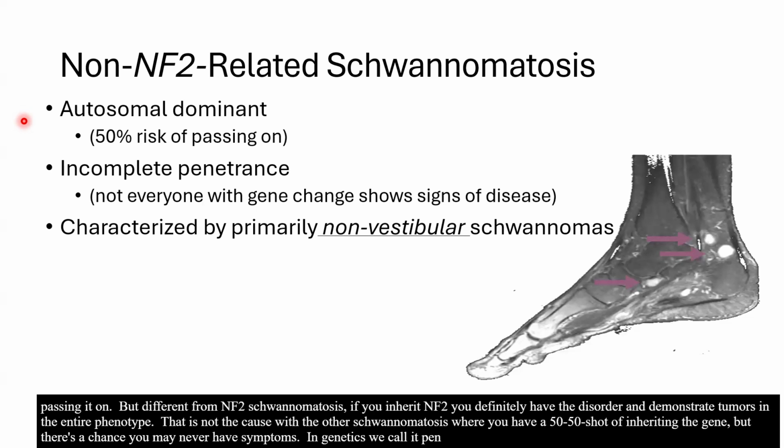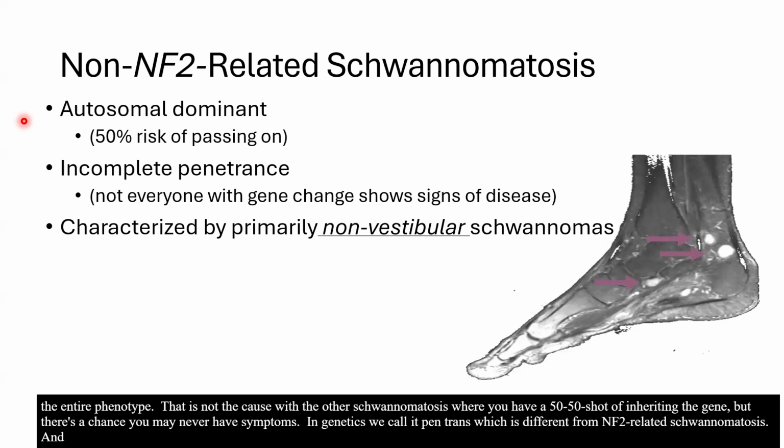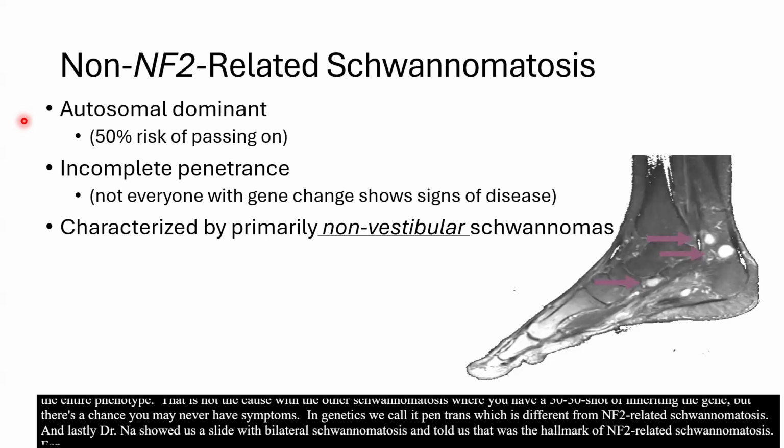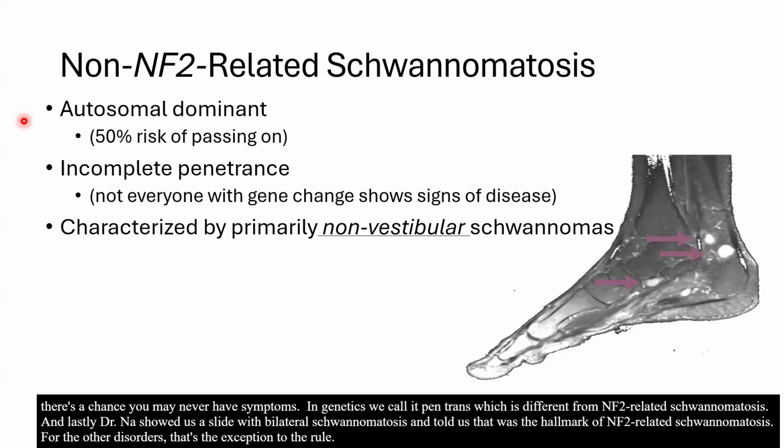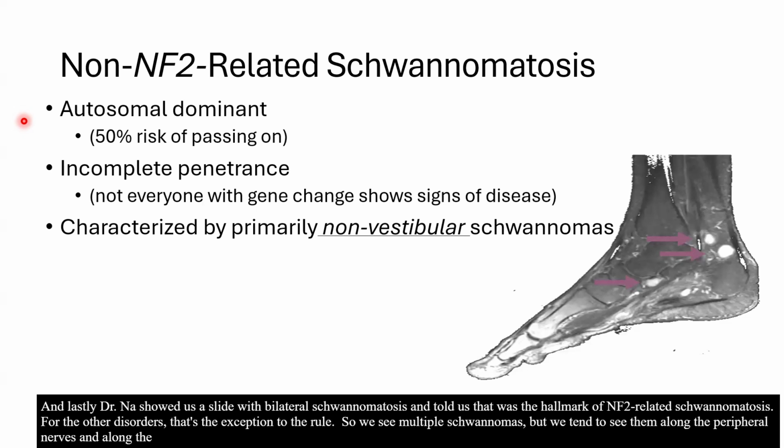And lastly, Dr. Na showed us a beautiful MRI scan of somebody with bilateral vestibular schwannomas, hearing nerve tumors on both sides, and told us that that was the hallmark of NF2-related schwannomatosis. For the other disorders, that's the exception to the rule. So we see multiple schwannomas, but we tend to see them along the peripheral nerves and along the spine, and sometimes the other cranial nerves in the head. Rarely do we see vestibular schwannomas in this case.